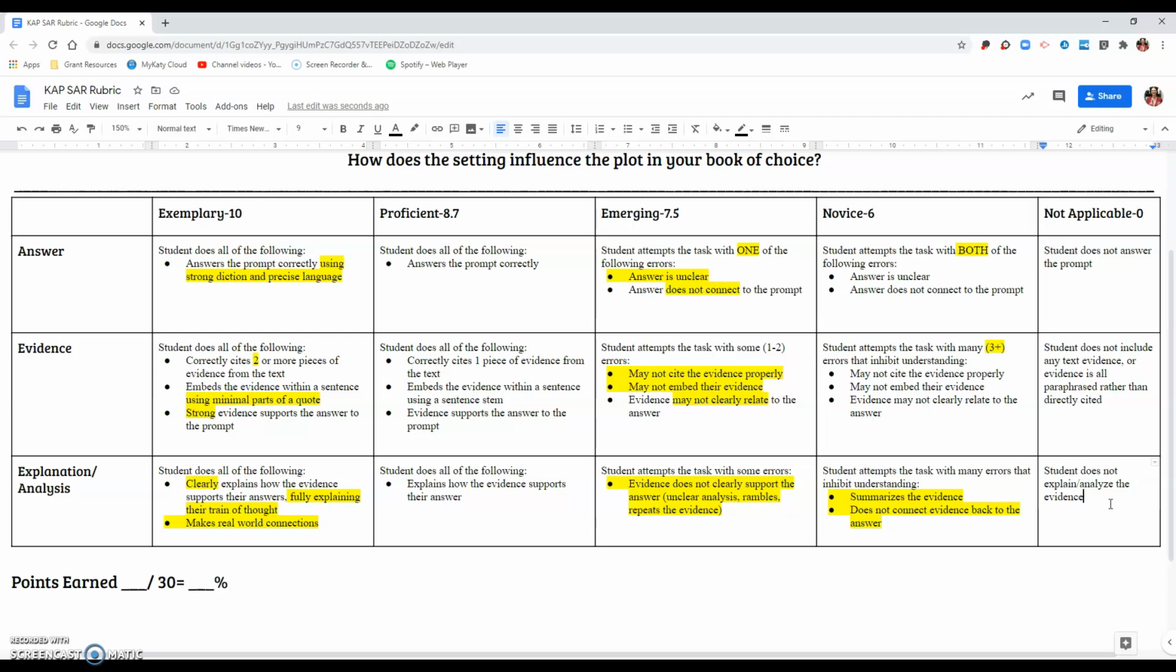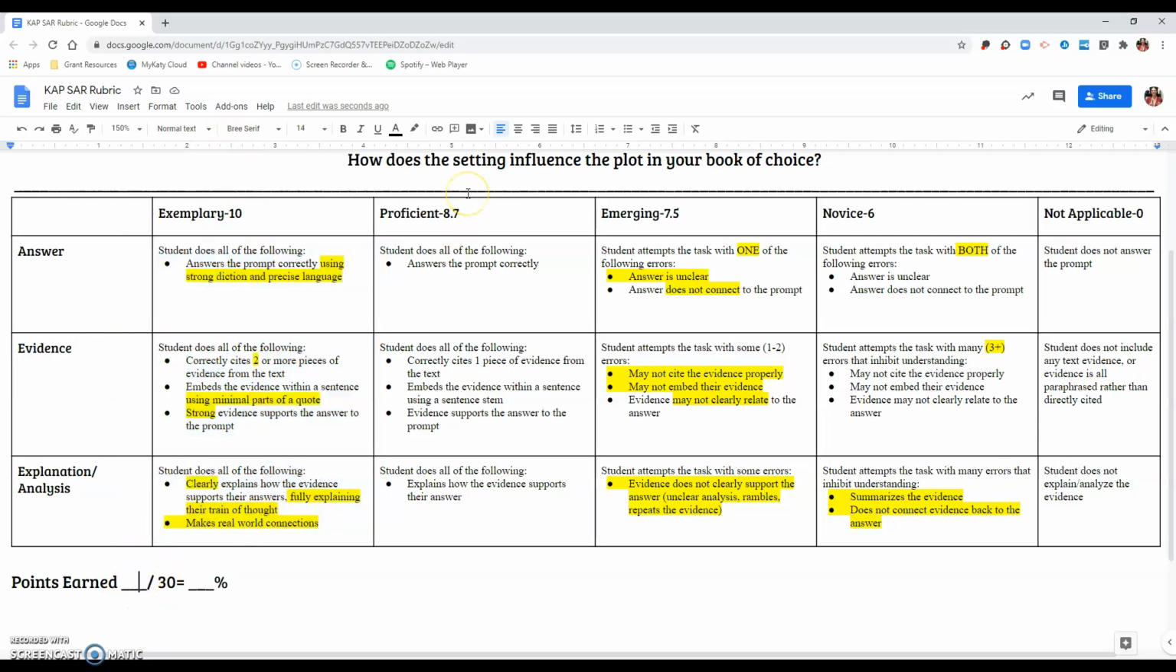Now, to find out what grade you have gotten, so let's say we are going to try for all exemplary. If you get all exemplary, if you get an exemplary answer, an exemplary evidence, and explanation, you've earned 30 points because there are 3 categories and these are worth 10 points apiece. So that adds up to 30.